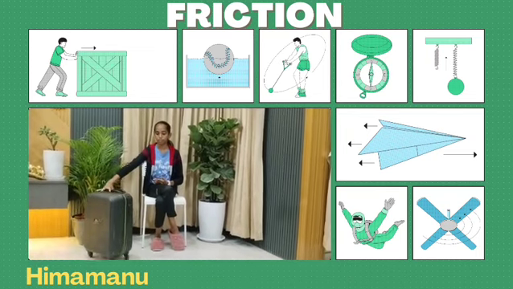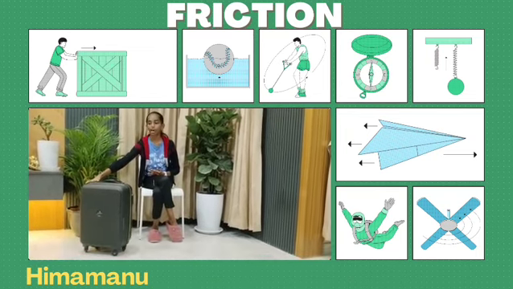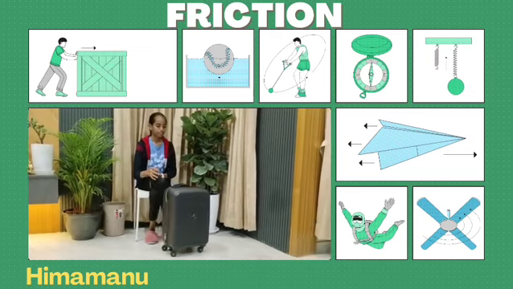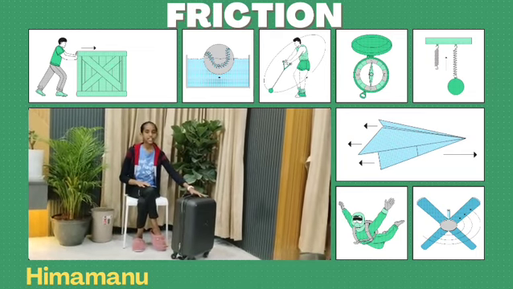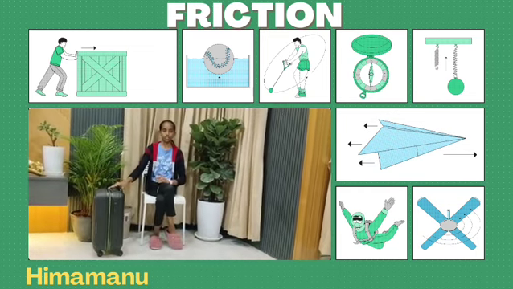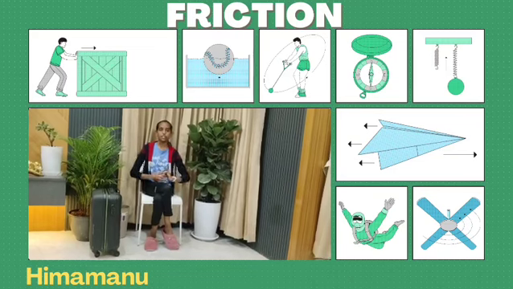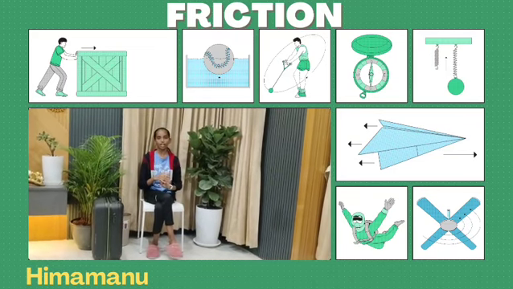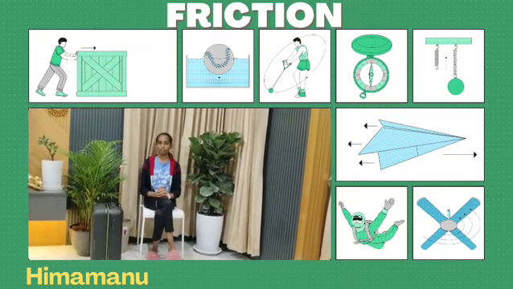So here is an example. It is a trolley bag, so I am going to apply the force on it. You can see that it came to rest. This is due to the friction. There are three types of friction, that is static friction, sliding friction and rolling friction. Let us talk one by one.